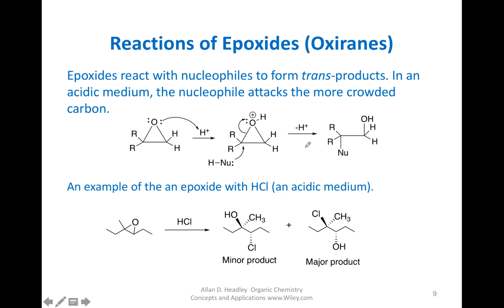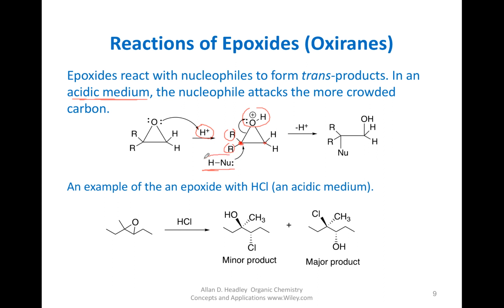In the presence of an acid, so in an acidic medium, this reaction will still occur. As you can see here, if there's an acid present, it will protonate to form this protonated oxygen. These carbons here are still positive, but the nucleophile in an acidic medium will attack the more crowded carbon. You can imagine this more crowded carbon is more stable because it's carbocation-like, and we have alkyl groups to stabilize that.